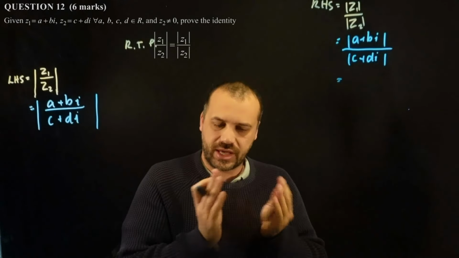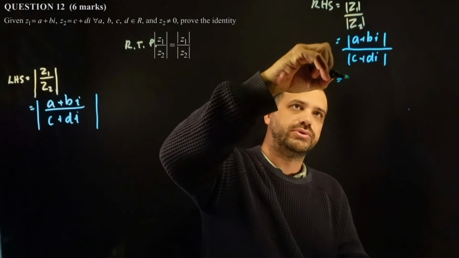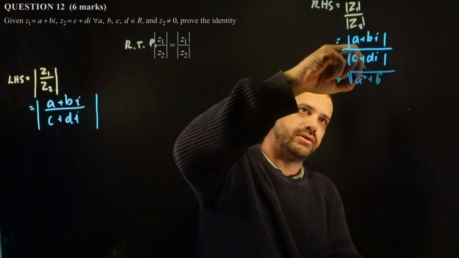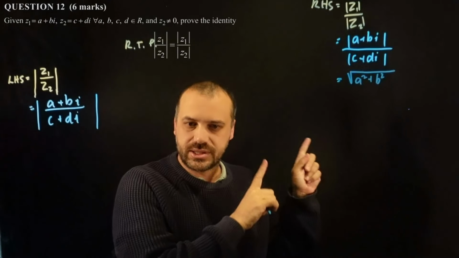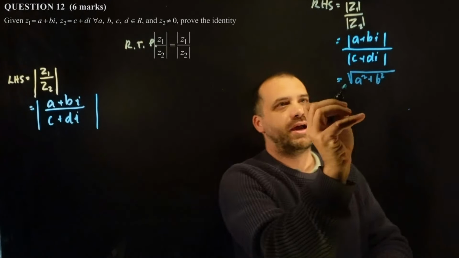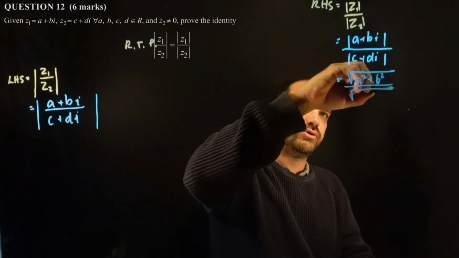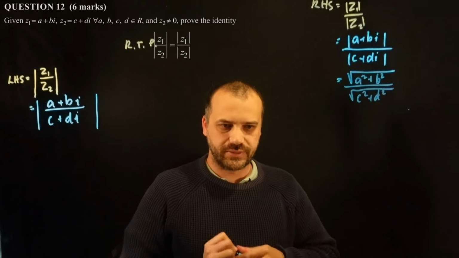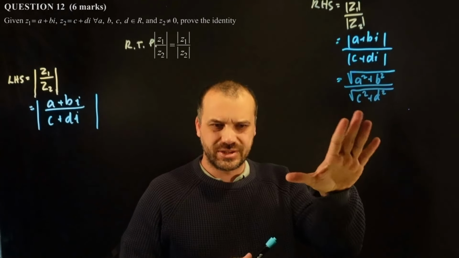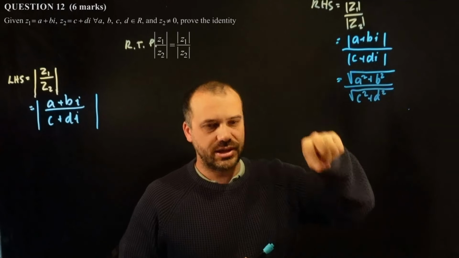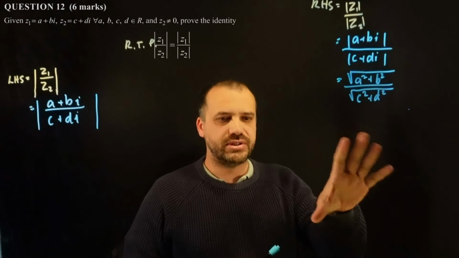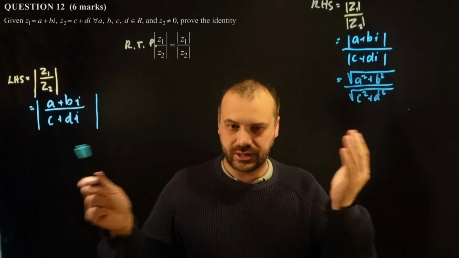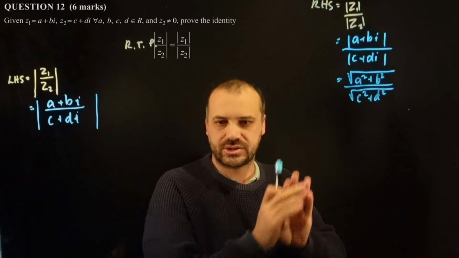The magnitude of any complex number is equal to the square root of the real component squared plus the imaginary component squared. And that's the same for the bottom. The square root of C squared plus D squared. Okay, so that is as far as I want to take that. I guess I could put a single square root over the whole thing, but this feels like a good spot to leave that alone. I might come back to it later if I need to play with it, but for now, that's good.